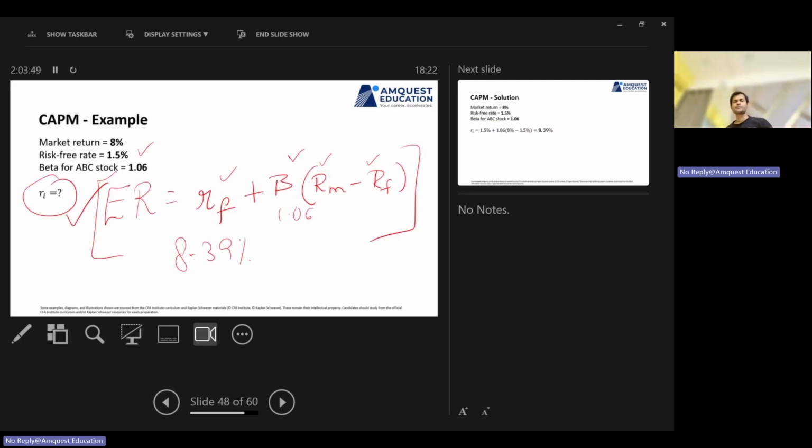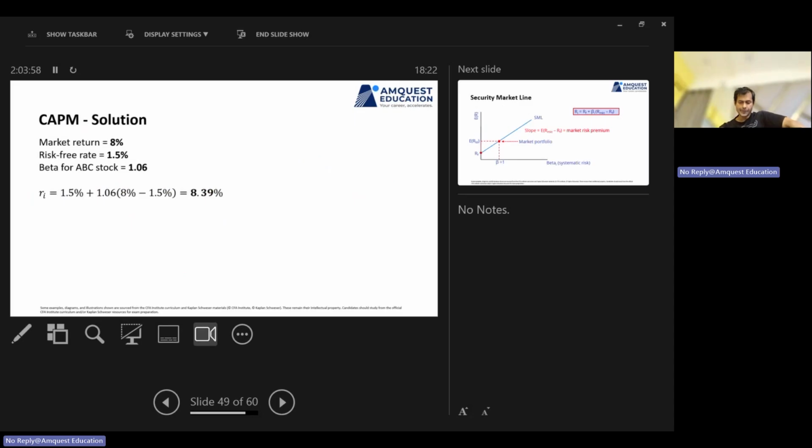Now let me teach you something interesting here. From an example, understand the point of view. When the market return is 8% and beta is 1.06, that means your beta is 1.06 times market return.